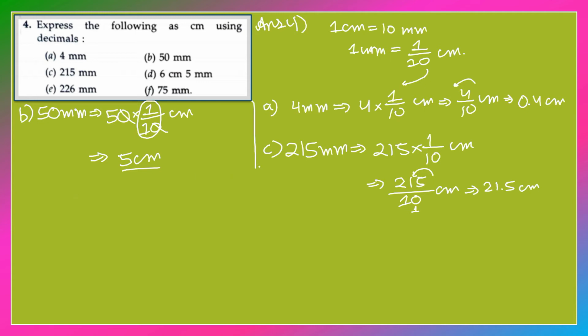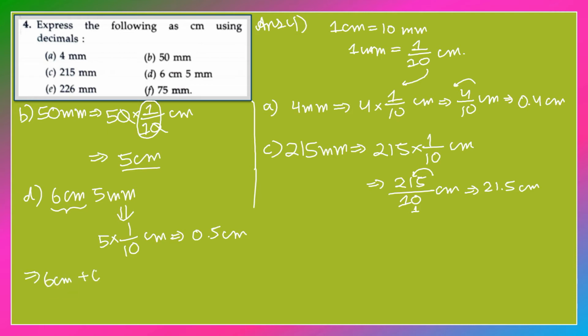Now for the last part of this question, I'm going to do the D part. The rest of the parts you're going to do yourself. We have 6 centimeters, 5 millimeters. Well, centimeters are already in centimeters, so we do not have to do anything here. We have to just solve for 5 millimeter. It will equal 5 into 1 upon 10 centimeter, which equals 0.5 centimeter. So 6 centimeter 5 millimeter equals 6 centimeter plus 0.5 centimeter, which equals 6.5 centimeter. And this is the answer of this question.